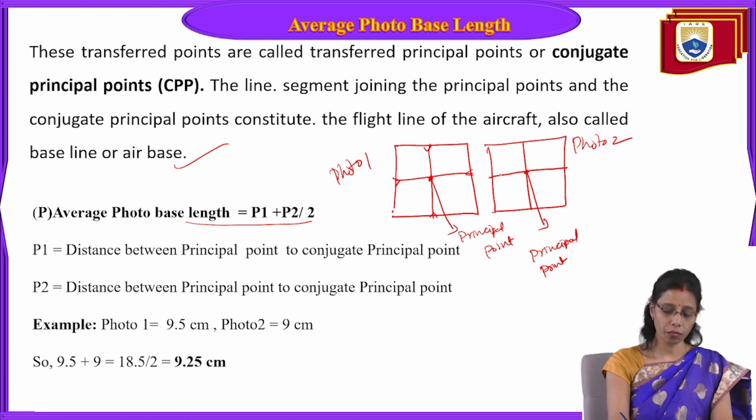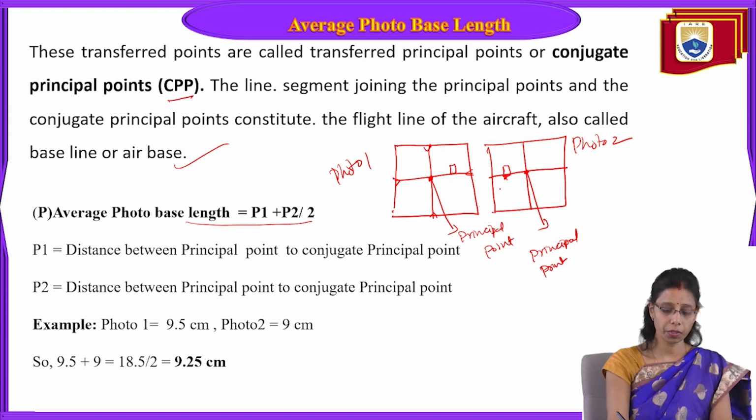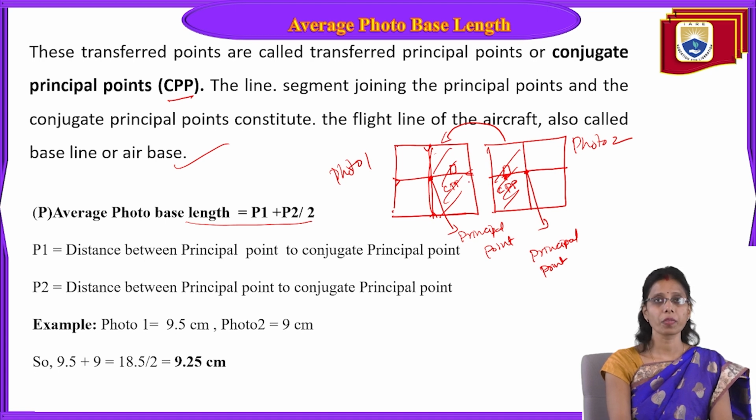Then, if your object is somewhere here in this photo, we have to mark this object as CPP. CPP is the conjugate principal point. CPP here, CPP here. This is the overlap area. Once you keep this photo over this one, the two overlap areas will be merged, and finally the CPP point will be somewhere here.